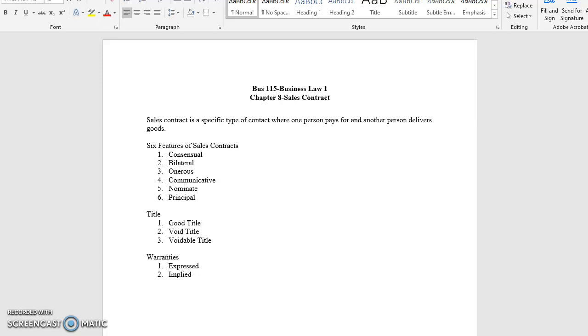Basically, for this particular chapter, I want you to know that a sales contract is just a normal contract that is specific to the exchange of money for goods, and that there are 6 features, there are titles, and there are warranties.